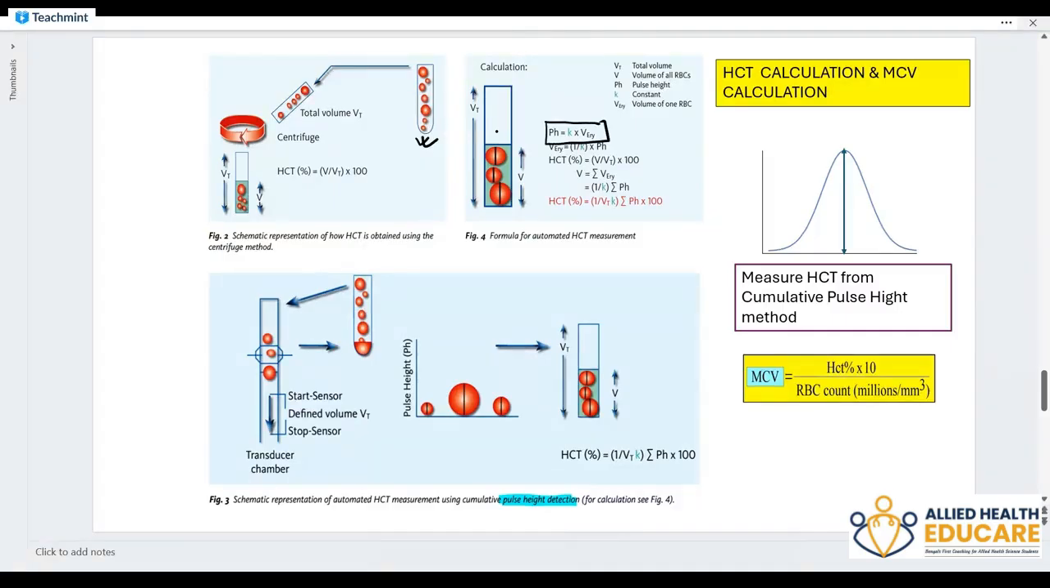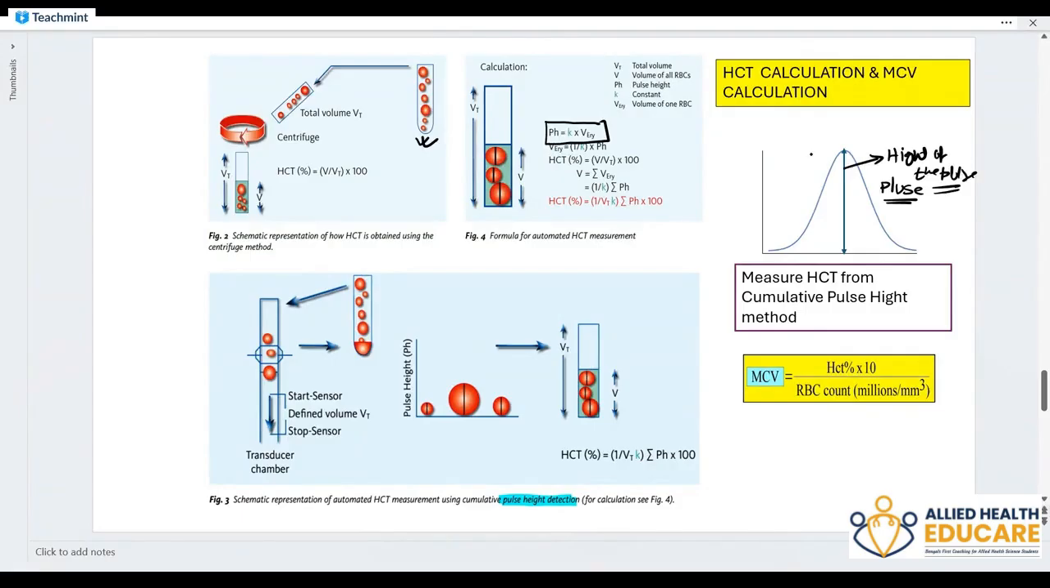Here, what happened? This is the pulse that is generated by resistance. The resistance is converted to a pulse by the system. And this PCV or hematocrit is calculated by the cumulative pulse height method. The machine actually measures the pulse height. This is the pulse height, the height of the pulse.